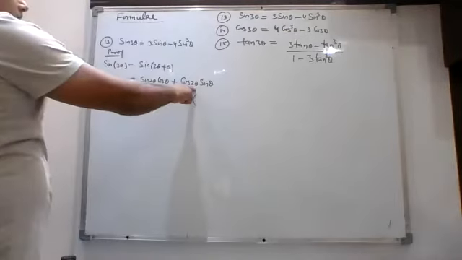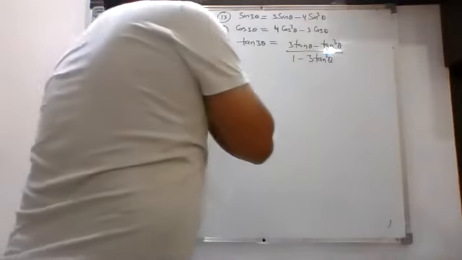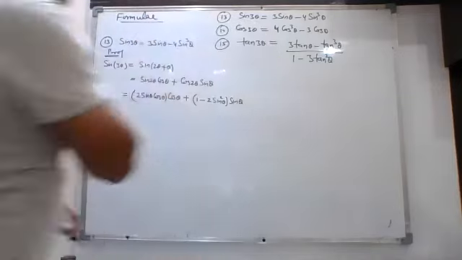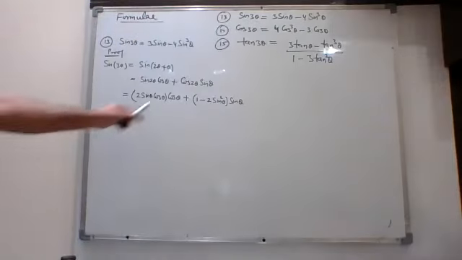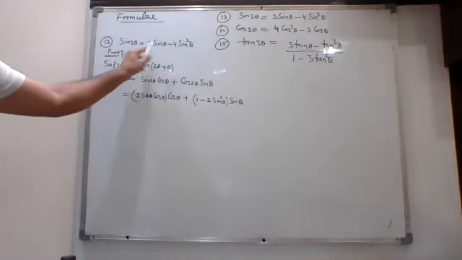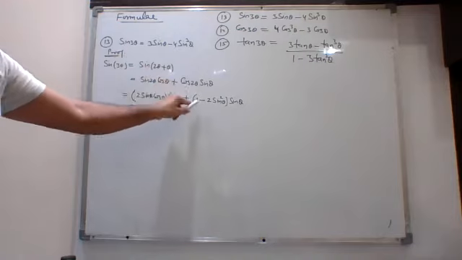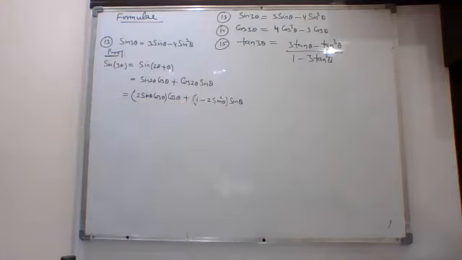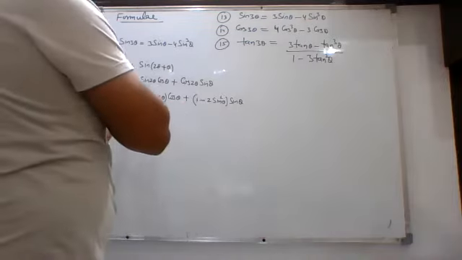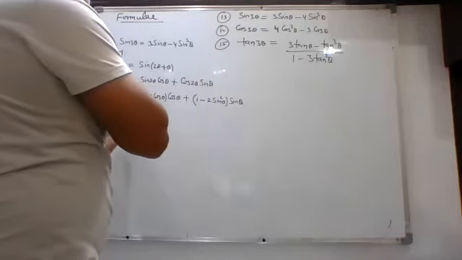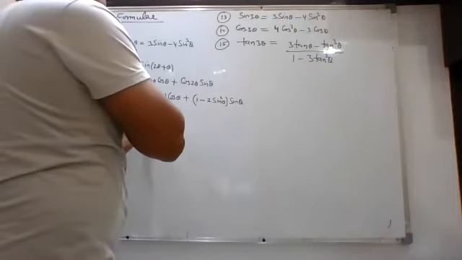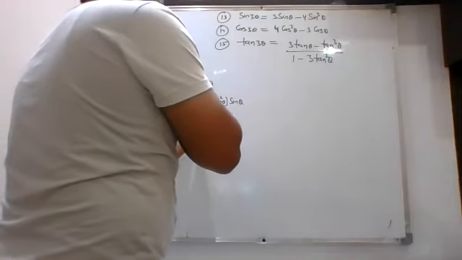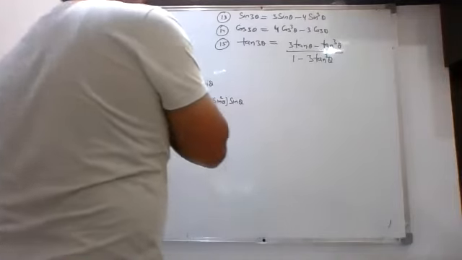And in place of cos 2 theta, one of the formulas was 1 minus 2 sin square theta. Intentionally I am writing this formula because I want to get my answer in terms of sin. So that is why I am applying this formula for cos 2 theta: 1 minus 2 sin square theta. Now let us do normal calculations. So this will become 2 sin theta cos square theta. Here just multiply: sin theta minus 2 sin cube theta.